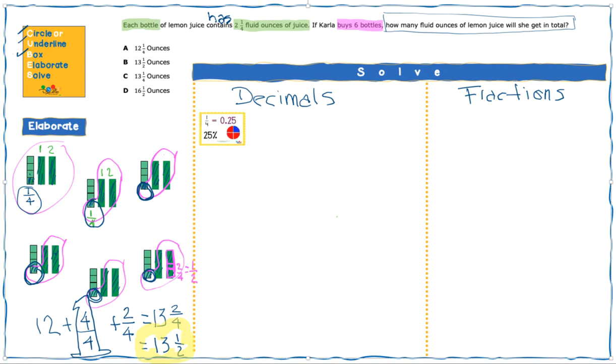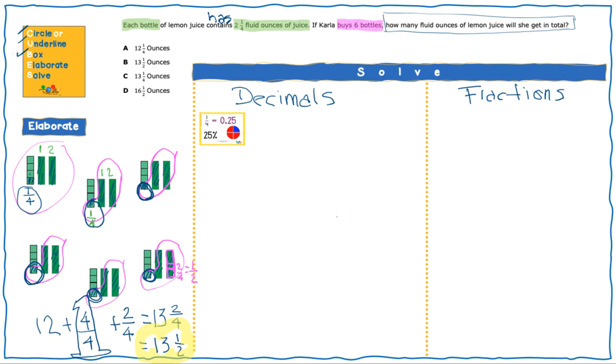Let's continue with the solution with decimal numbers. If you are very artistic, guys, and you like drawing and coloring, take your time, do the elaborate section very well and carefully, and by doing pictures you can always find your answer. If you are more abstract, guys, then you can picture in your mind the 6 bottles, and each bottle has 2 and 1/4. So then that means I have to repeat 2 and 1/4 6 times.